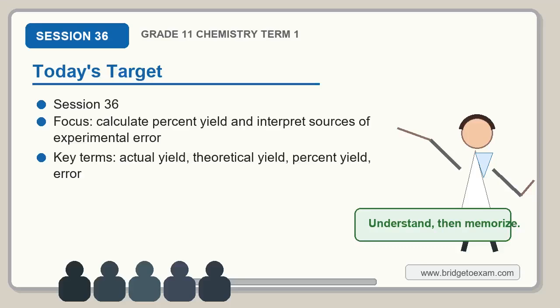Welcome, class. Today our session title is Week 9, Session 36, Percent Yield and Error Analysis. We will move slowly and make the chemistry understandable. Your goal is to calculate percent yield and interpret sources of experimental error. Listen for these key terms: actual yield, theoretical yield, percent yield, error, purity.